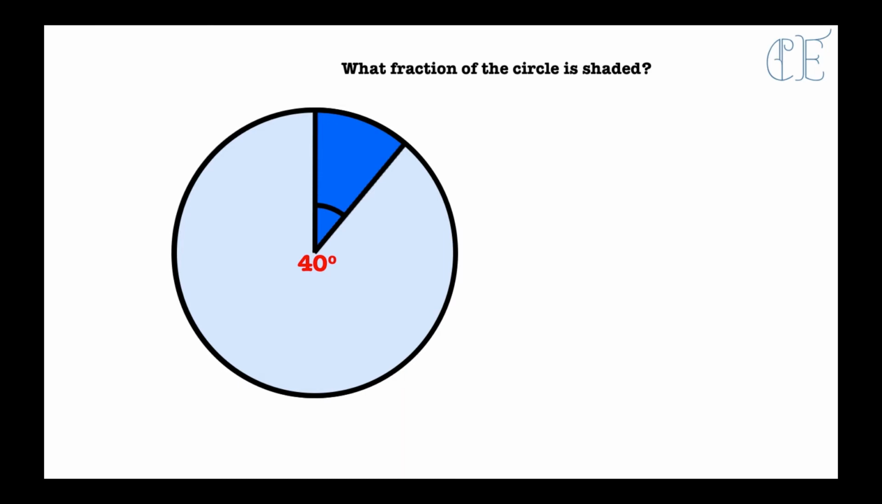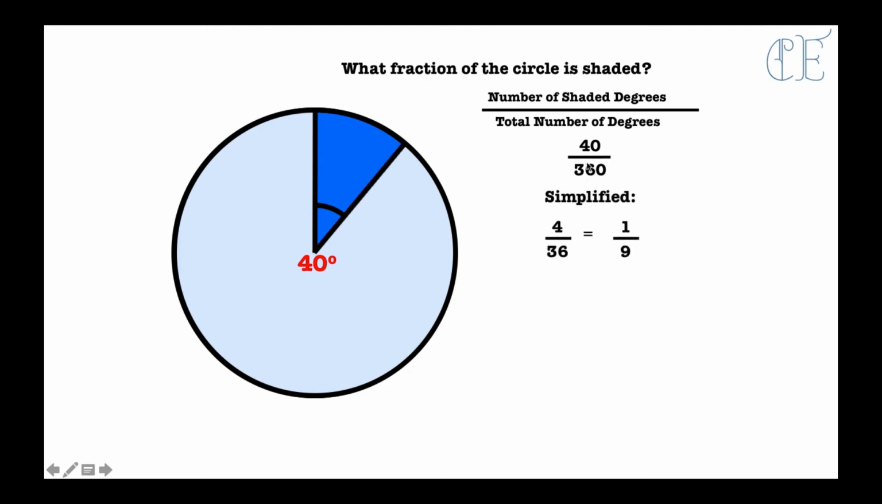Well, altogether it's telling you that 40 degrees is shaded. So we just need to show the number of shaded degrees over the total number of degrees, which is 40 out of 360. Now that is a fraction, but we can cancel this down by taking off the zeros, giving us 4 over 36, and then we can divide by 4. 4 divided by 4 is 1, 36 divided by 4 is 9. So our fraction in its simplest form is 1/9. Let's have a go at another one of those.